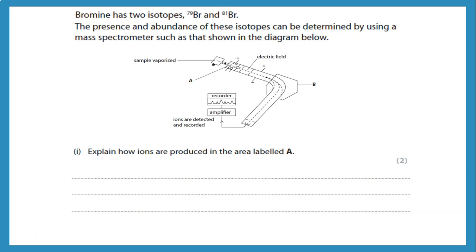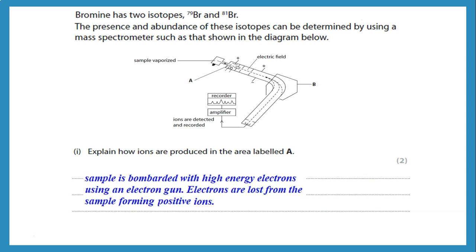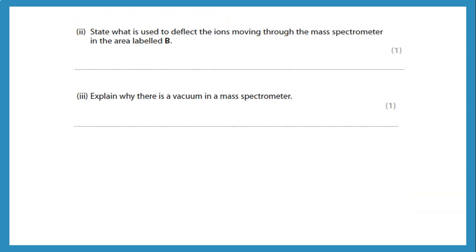We said the first thing is we pass in a sample that is vaporized, and then what happens at A? We said at A, the sample is bombarded with high energy electrons using an electric gun. Electrons are lost from the sample, forming positive ions. So positive ions go through the rest of the apparatus. State what is used to deflect the ions moving through the mass spectrometer.